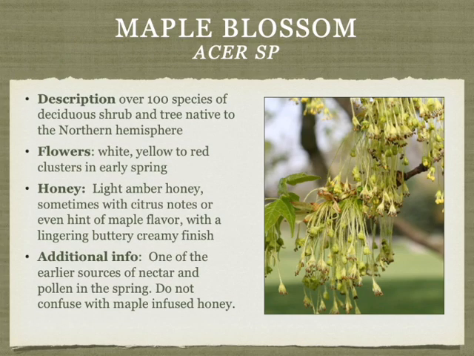Maple trees are one of the first sources of nectar and pollen in the northern hemisphere. This honey is not harvested very frequently because the bees need any incoming nectar to replace the stores after the long winter. But if you can get access to this honey, it's light amber, sometimes with a tart citrus notes. Some people describe a hint of maple flavor. I've not gotten that. Maybe I just have a different perception, or maybe the samples of maple that I've had are different. It can have a lingering buttery or creamy finish.